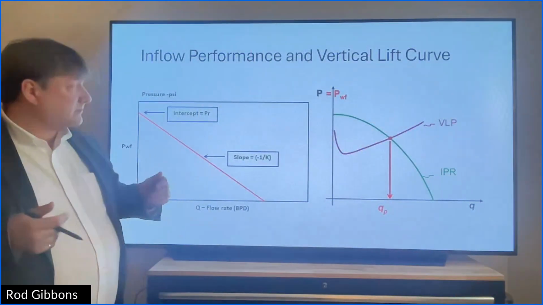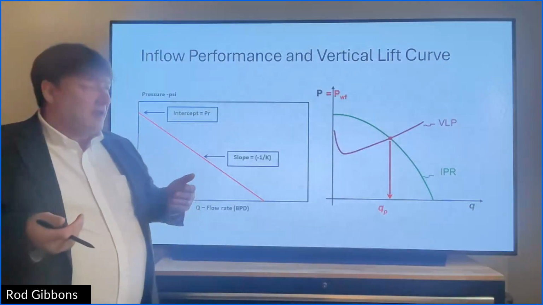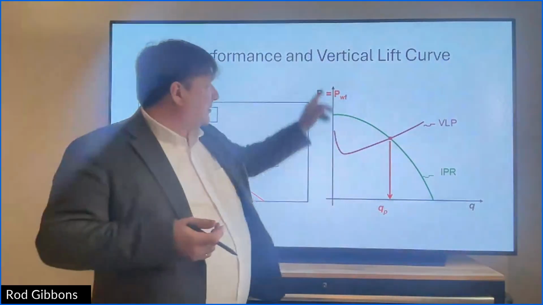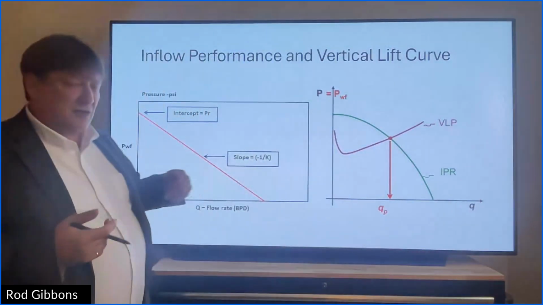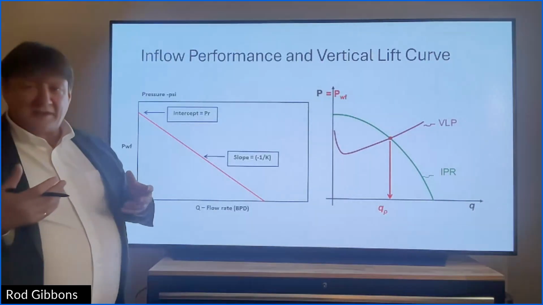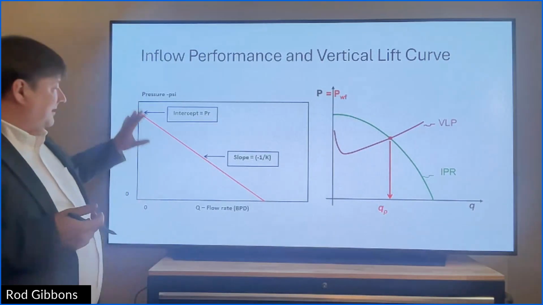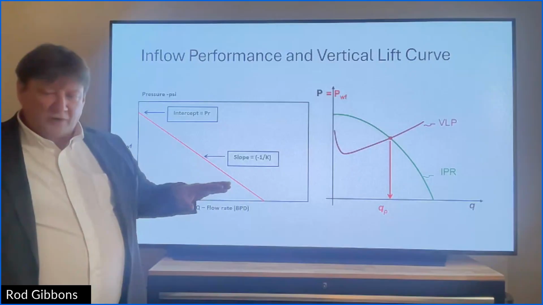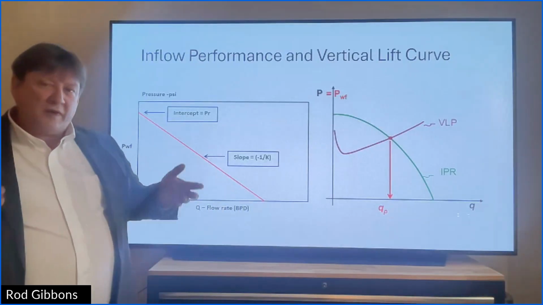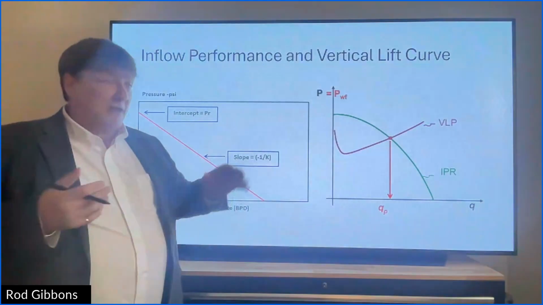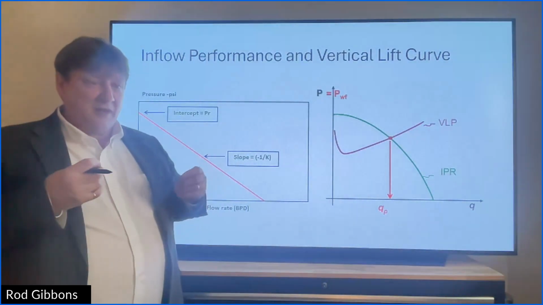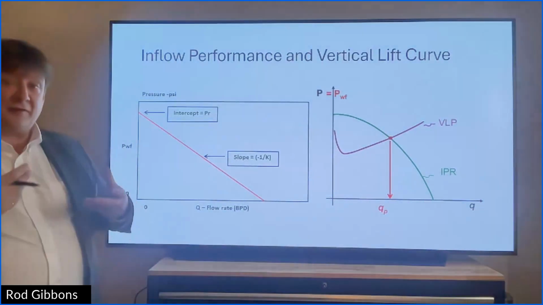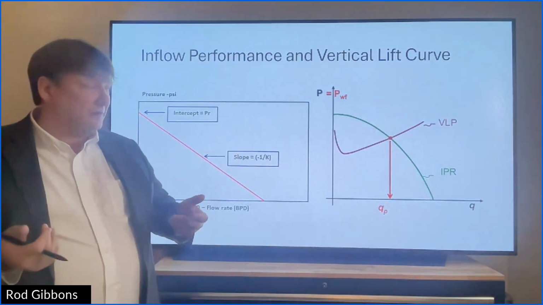So basically it comes down to two curves: the inflow performance curve we have here on the left, and the vertical lift curve we have on the right. Basically what the inflow performance summarizes is, we have our production well drilled, we've cased it. It might be horizontal, it could be vertical, we've perforated it, or we could have fracked it. There's lots of different things you can do to complete a well.